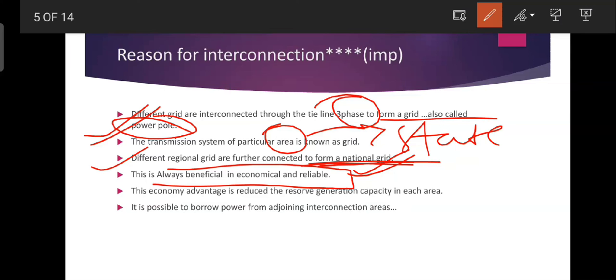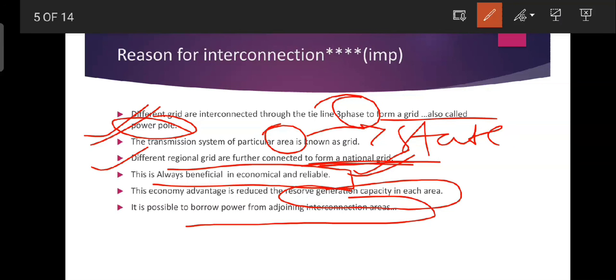Okay, the economic advantage of interconnection is to reduce our reserve generation capacity. Our reserve generation capacity will be reduced by interconnecting the system. It is possible to borrow power from the adjoining interconnector. To meet a sudden increase in the load, a certain amount of generating capacity in each area, known as the spinning reserve, is required. This consists of generators running at normal speed and ready to supply power instantaneously.